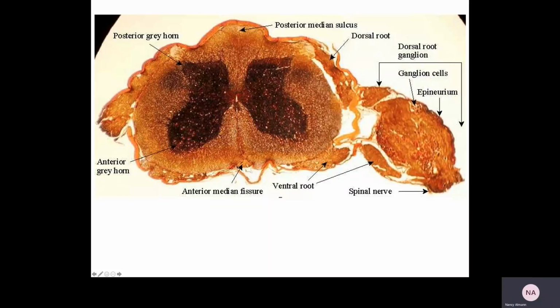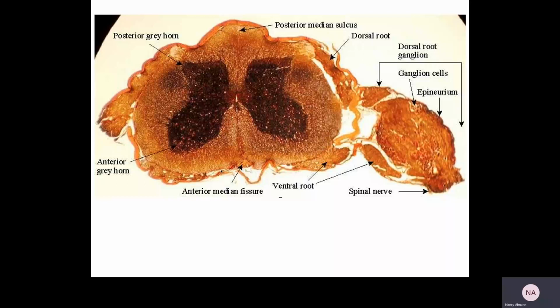Anterior median fissure associated with the anterior or ventral aspect of the spinal cord, the dorsal root ganglion or the posterior median sulcus associated with the posterior aspect of the spinal cord. Posterior sensory, anterior motor.